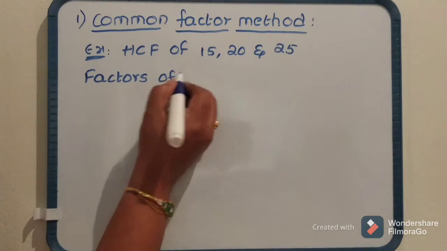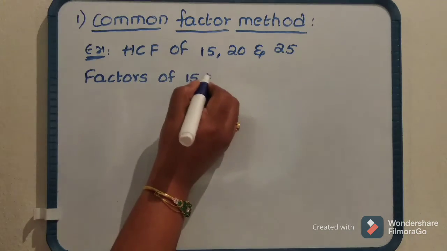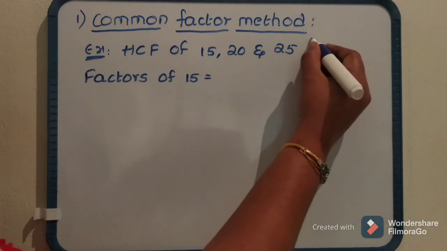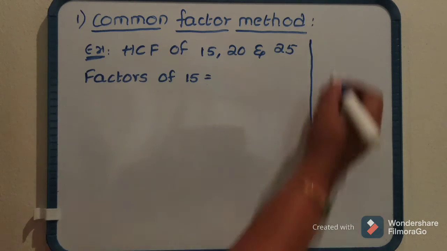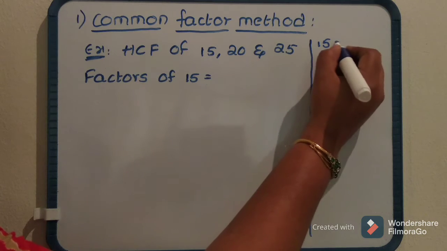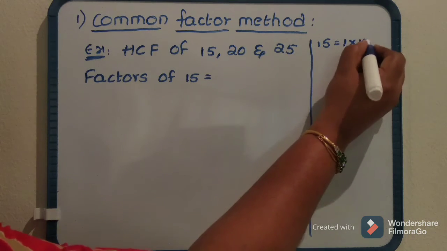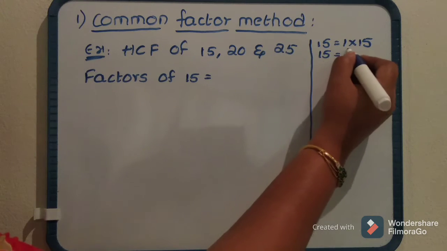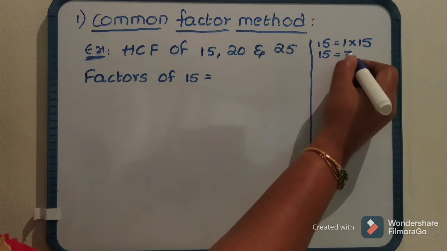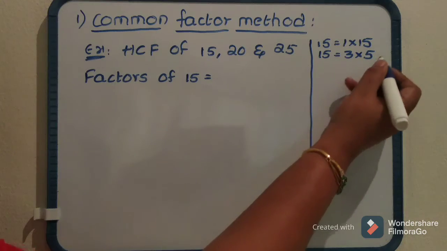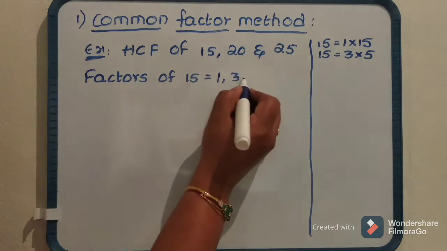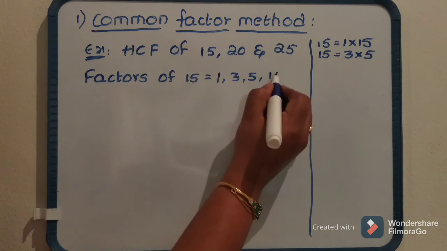Factors of 15 are: 15 can be written as 1 into 15. Similarly, 3 into 5. So factors of 15 are 1, 3, 5, 15.